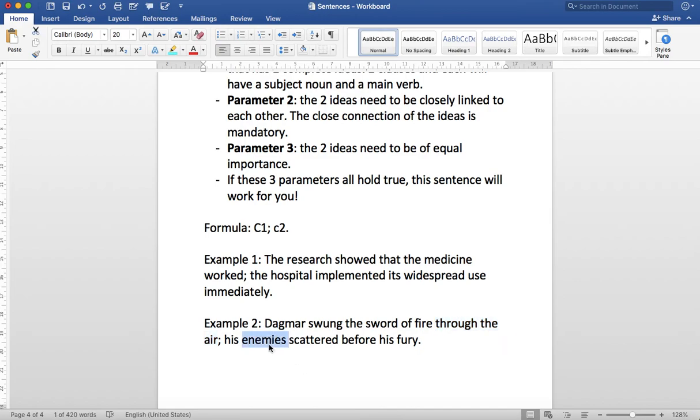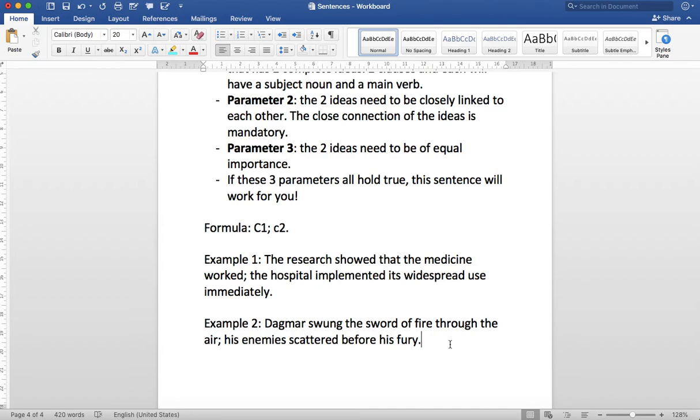Now we've got our subject noun in clause 2. We've got our main verb in clause 2. Notice again, they're both in the past tense. Are they connected? Yes. One's talking about the warrior swinging his sword. The next one's talking about his enemy's reaction. There's a connection here. I want my readers to know that they're of equal importance. Therefore, the semicolon is a correct linking tool here.